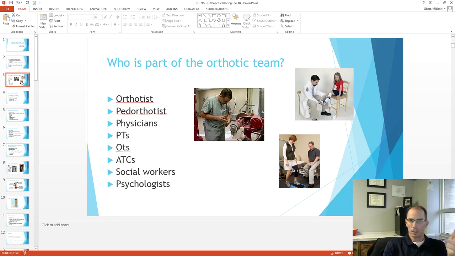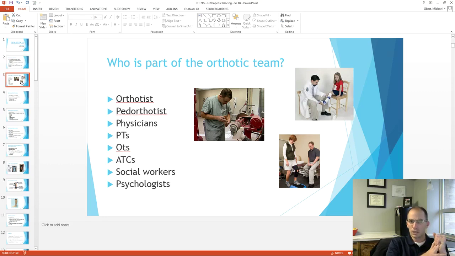We have social workers, because there's generally a pretty significant cost that comes along with these devices that we're prescribing for our patients. And so oftentimes it's helping them get the resources and be able to purchase those, but also to help them manage when they're first starting to use this, making sure that they have all the available resources to do that.